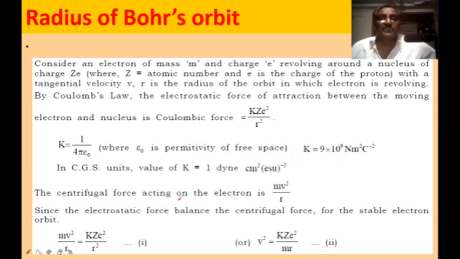The centrifugal force acting on the electron is mv square by r. The electrostatic force of attraction is k into Ze square by r square, and the centrifugal force acting on the electron is mv square by r, where m is the mass of the electron, v is the tangential velocity, and r is the radius of the circular path. We know that the centrifugal force counterbalances the electrostatic force of attraction, that is, the magnitudes are the same.